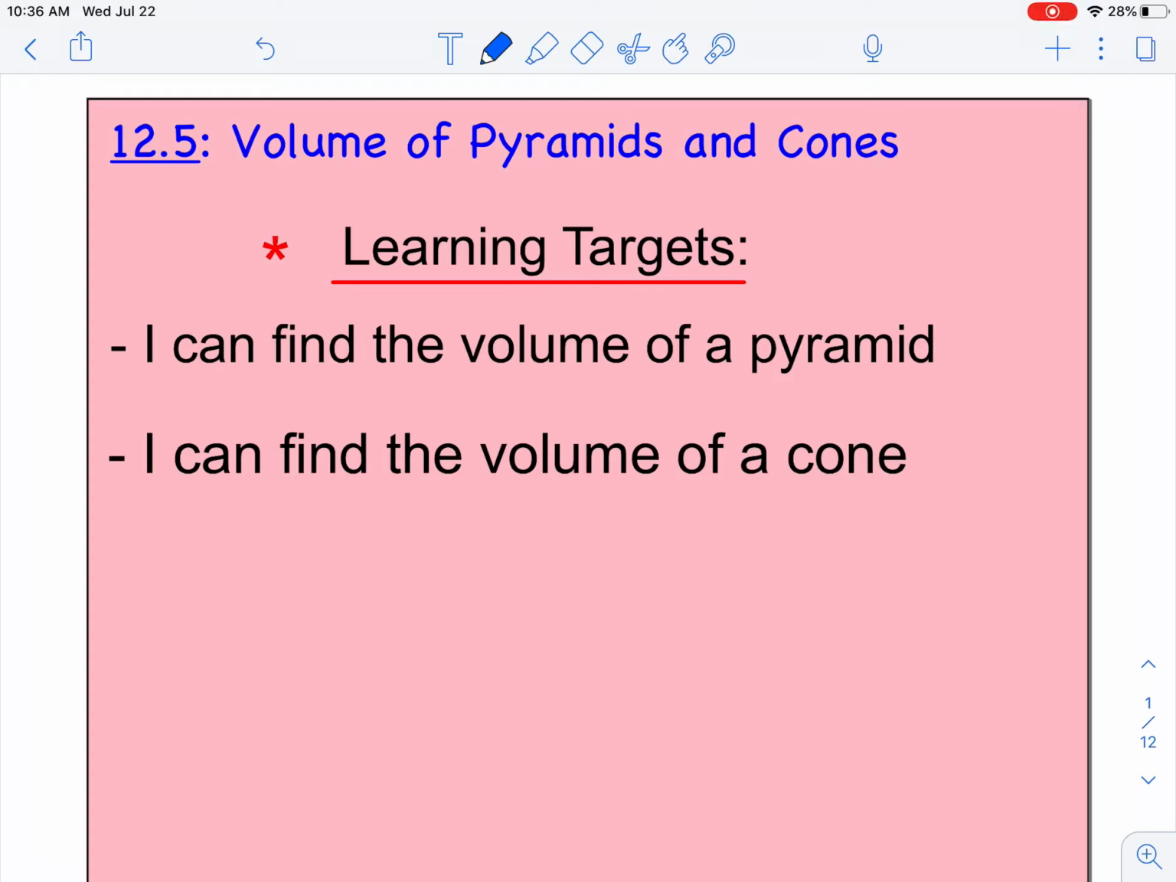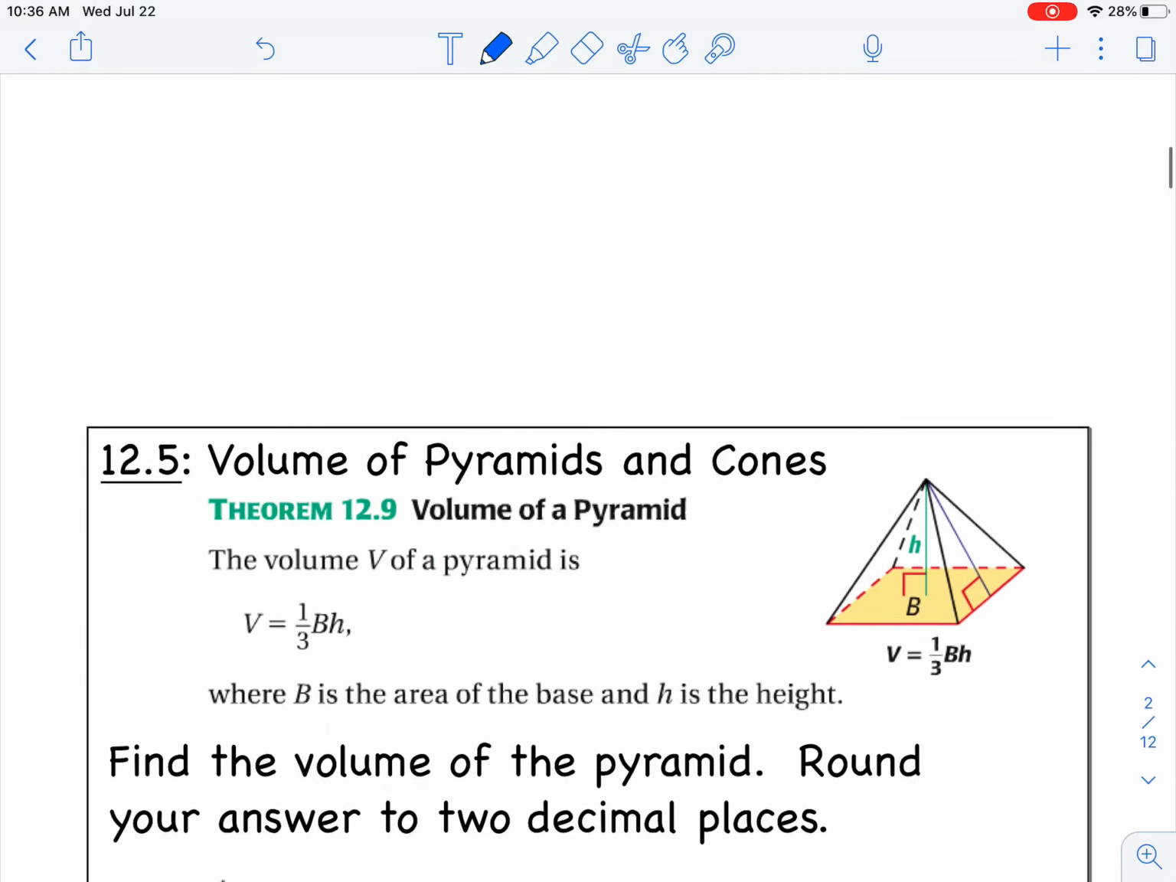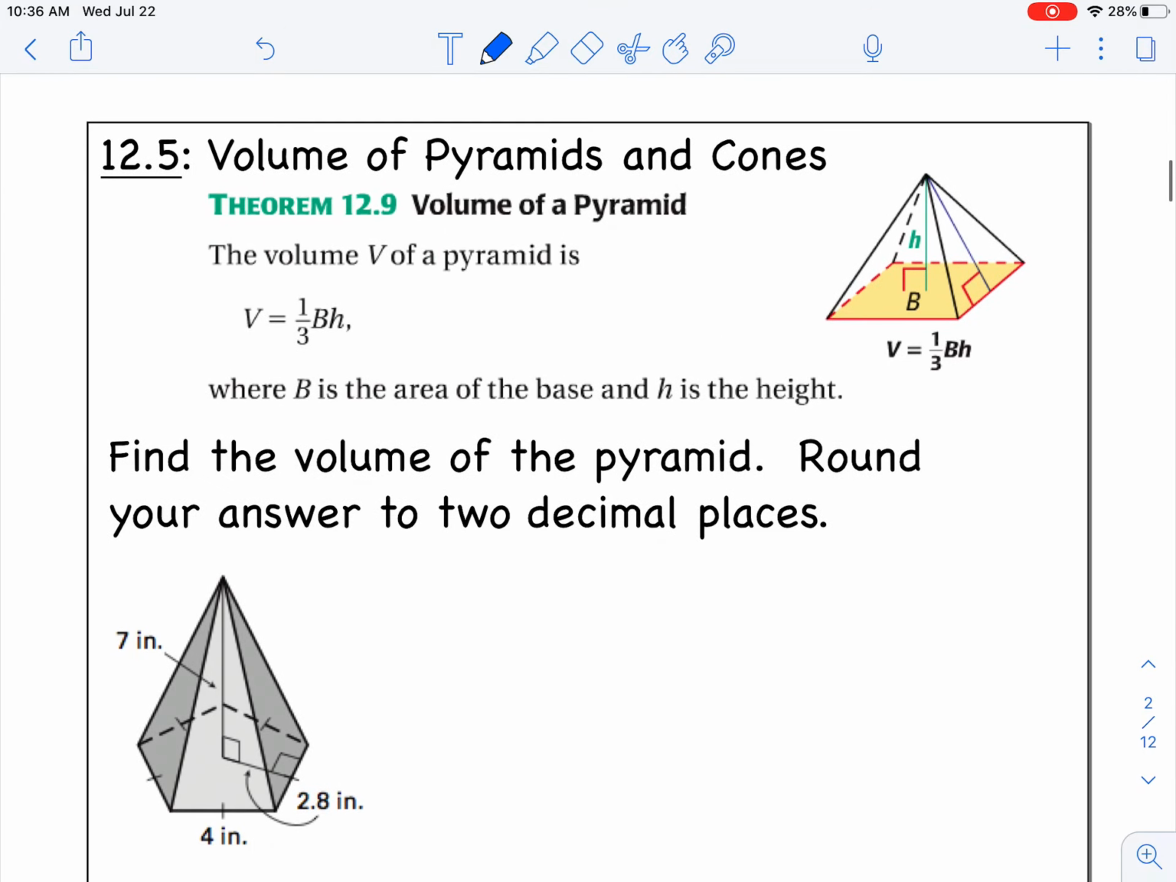Section 12.5, volumes of pyramids and cones. We're going to find those volumes. So it turns out that if you have a pyramid and a prism with the exact same base area and height, the prism's volume is 3 times that of the pyramid.